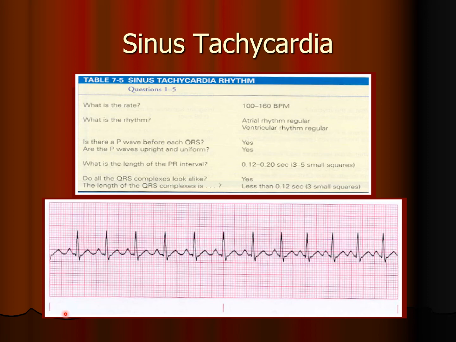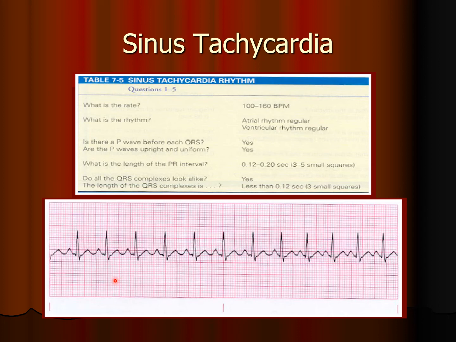So if you were going to count this out, 1, 2, 3, 4, 5, 6, 7, 8, 9, 10, 11, 12. So we're looking at a heart rate of 120-ish, right? And it's regular. And there's a pretty upright P wave before every single QRS, right? And they're all upright. They all look about the same.